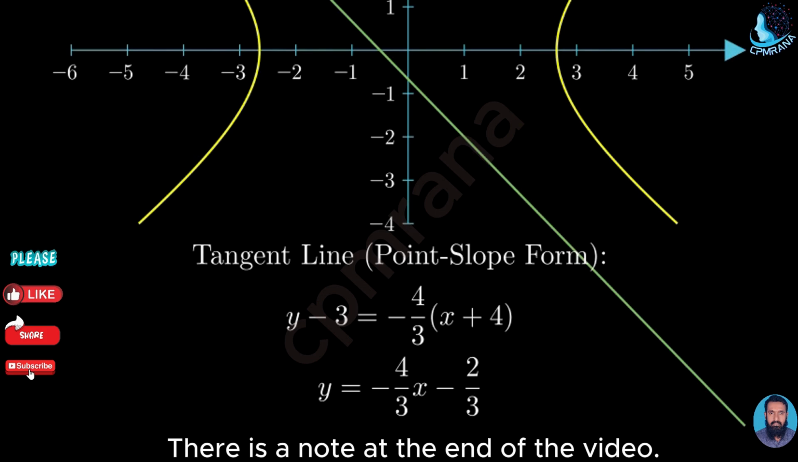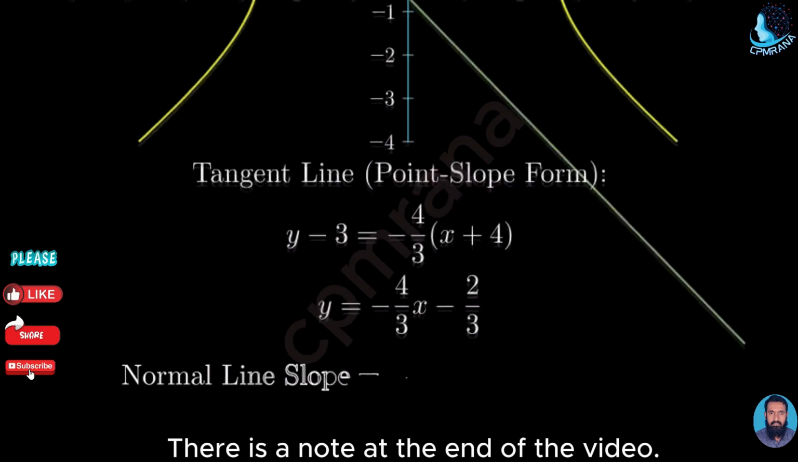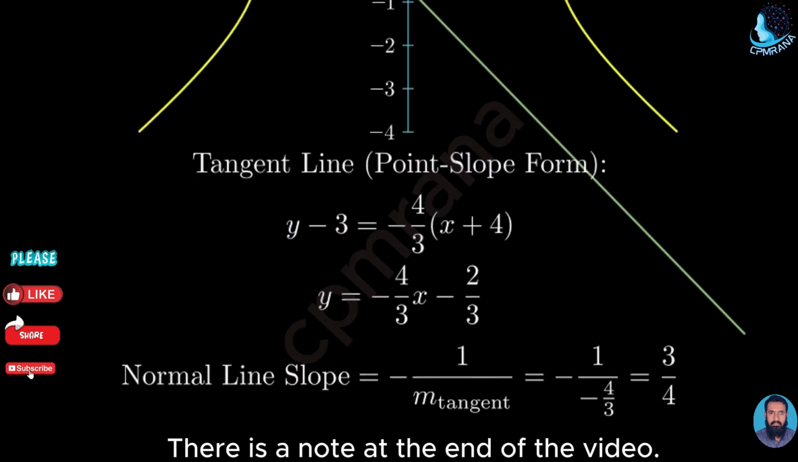For the normal line, remember that it's perpendicular to the tangent line. Therefore, its slope will be the negative reciprocal of the tangent line's slope. The slope of our normal line is 3/4. Using point-slope form again with slope 3/4 and our point (-4, 3), we get y minus 3 equals 3/4 times (x plus 4). Simplifying to slope-intercept form, we get y equals 3/4 x plus 6.